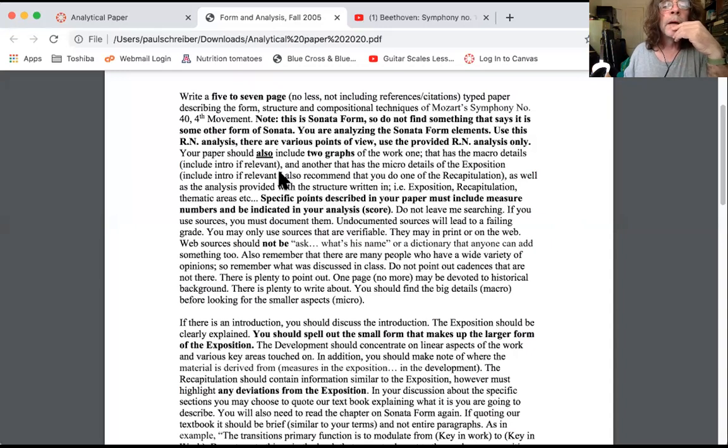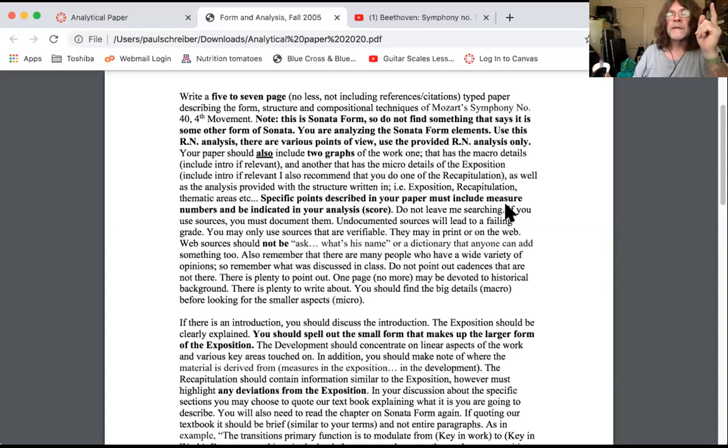All right. And again, I said here, and I'm going to look at this and I might reword this, okay, and it will say revised. I have also recommended that you do the one for the recapitulation, but again, you don't have to. Specific points described in your paper must include measure numbers, and then you should indicate them on the score, all right? You can't just say the cadence is between here and here; I want to know exactly what you're talking about. Or the thematic material is in the flute in measure 46 that then we find in the development in these measures right here. You would just circle those things, all right? You don't have to write this. You circle them. Because if you say 46 in the flute, I go up and look at it, all right? So don't leave me searching, all right?